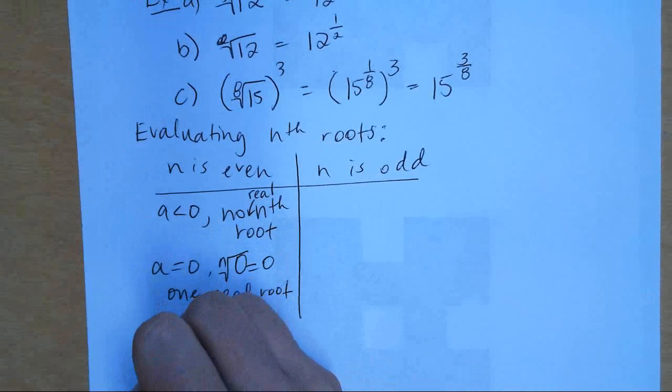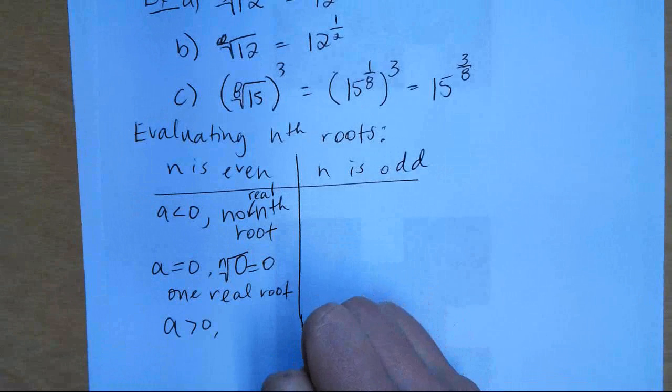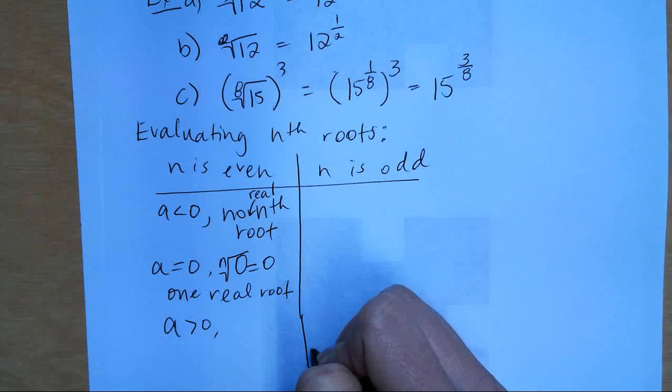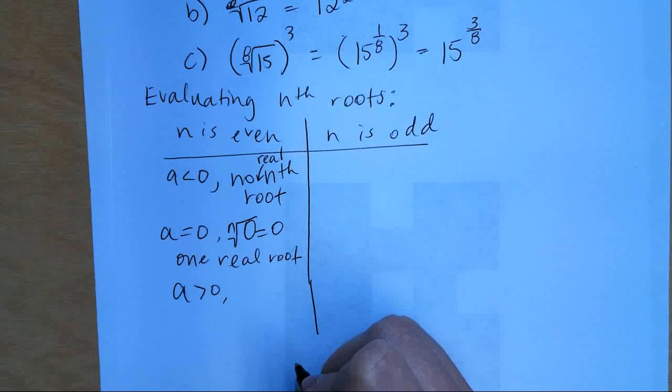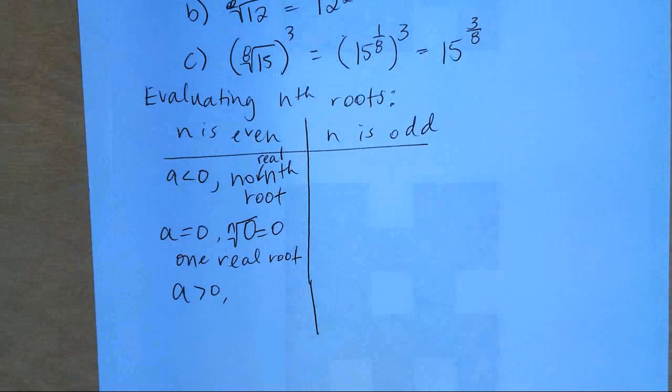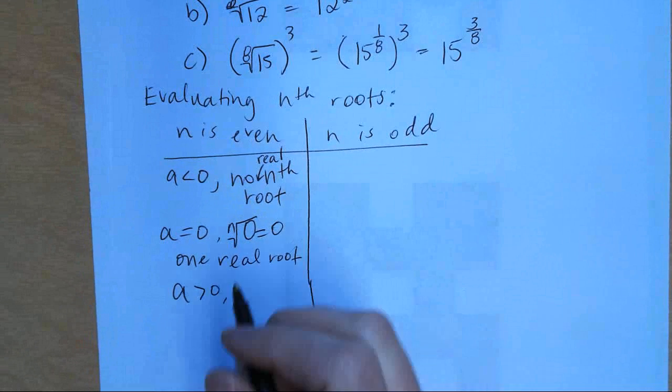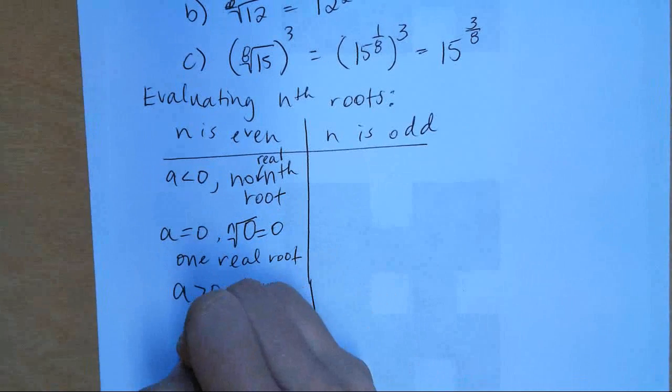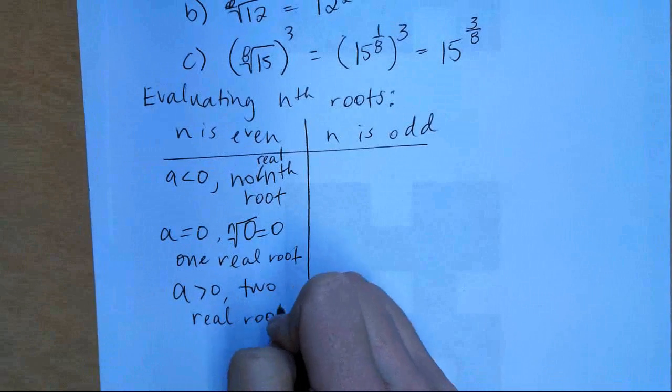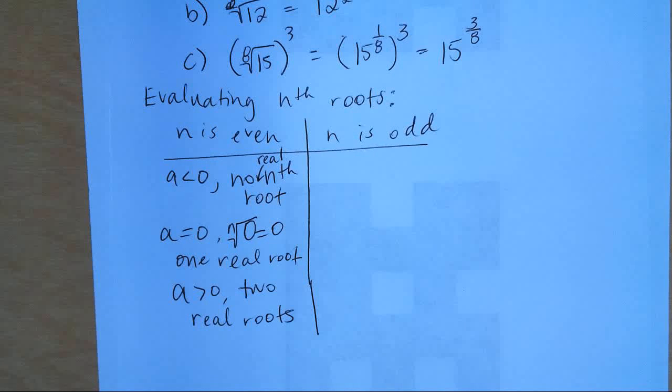And if a is greater than 0, how many solutions does it have? 2. Kind of like the square root of 4 is +2 or -2. There's 2 solutions.